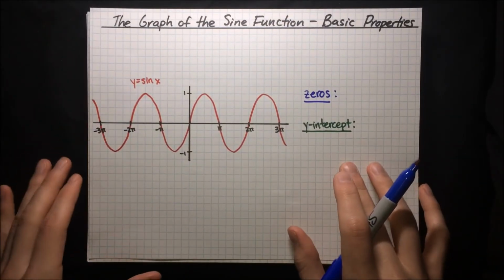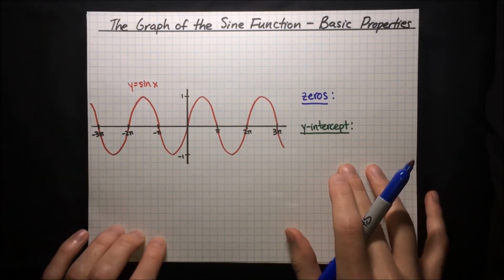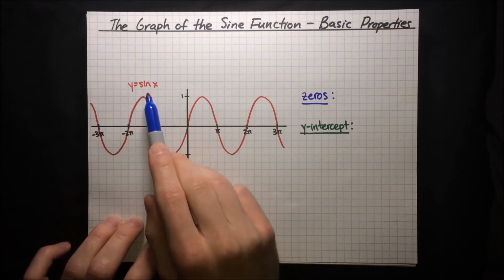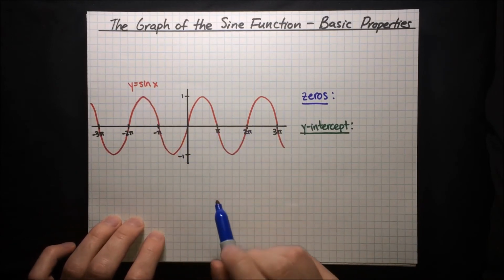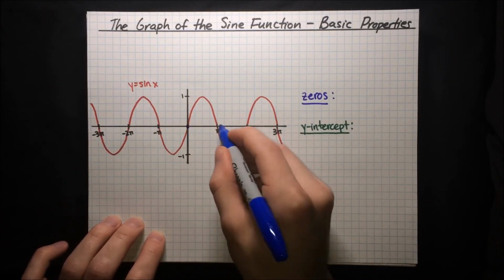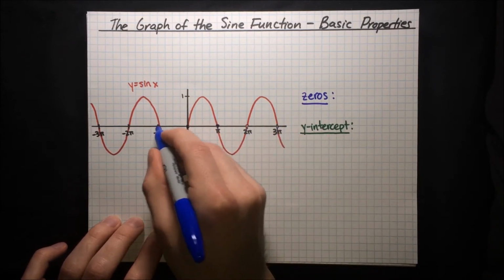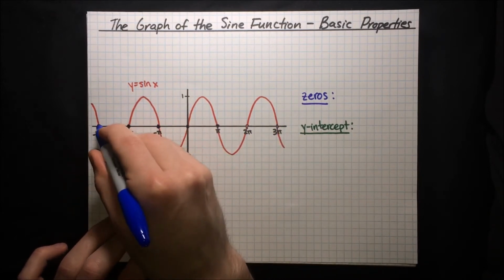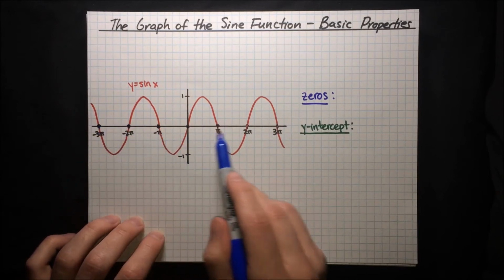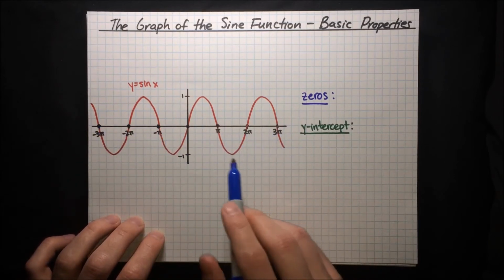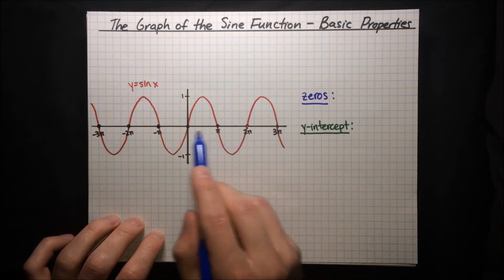Now let's talk about the zeros and y-intercept of the function y equals sine x. Looking at the zeros, we've got a zero here, a zero here, a zero here, a zero here, every time it crosses the x-axis. And do you notice a pattern in all of these zeros? Well, they occur at all the multiples of pi.